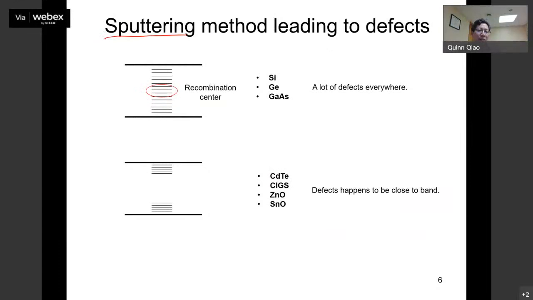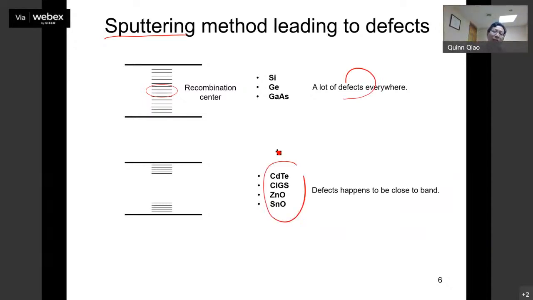You do a lot of depositions in your lab, right? If you use a sputter system to make silicon germanium or gallium arsenide, you will produce a lot of defects, right? That's typically what we found, okay? That's what the literature sees, right? And then if you use sputtering to make what?